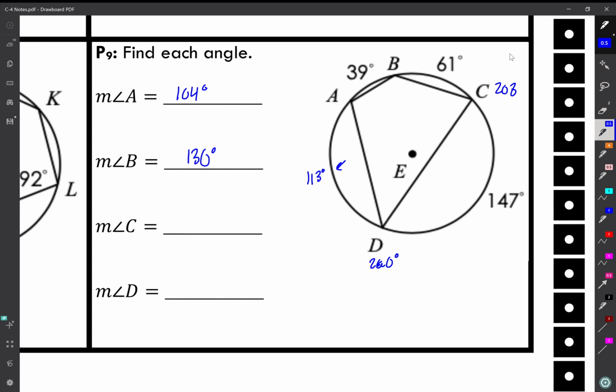Okay, similarly for C, you'll take 39 plus 113, because that's the intercepted arc there. 113 plus 39 is 152. And that divided by 2 will be 76 for angle C. And then angle D, 39 plus 61 is 100 divided by 2, so this is 50. Okay, that's one way to do it. You could have also found two of them, and then you could have done their opposite angles and found the supplementary from that. But either one works.